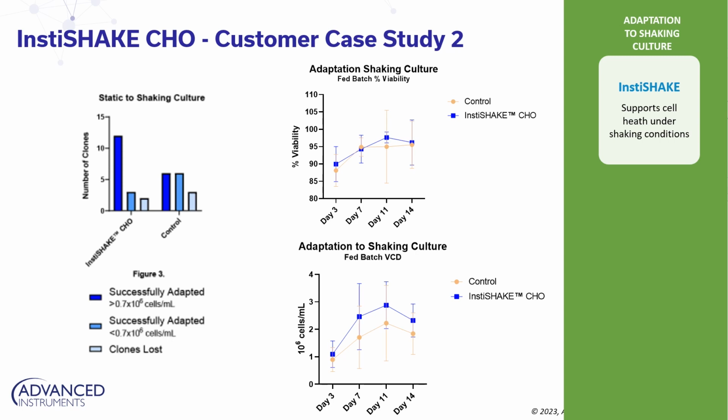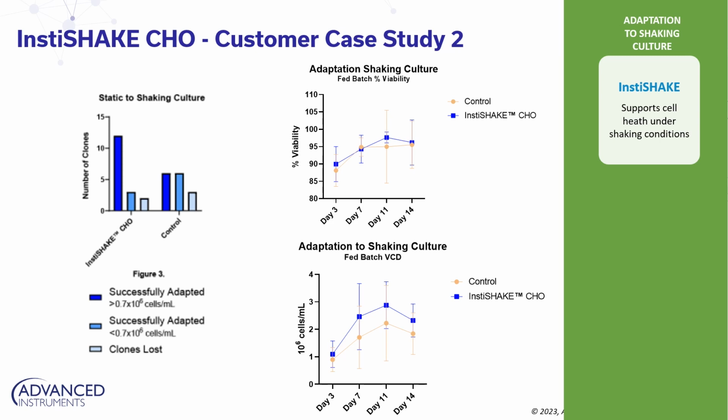As expected, fewer clones were completely lost in the presence of InstaShake. Only 2 clones from the InstaShake group were lost compared to 3 from the negative control group. The final category which the customer noted was the number of clones which had low viability following expansion but were recoverable. This was halved in the presence of InstaShake, meaning that the customer had far more healthy clones in shaking conditions ready to take forward to fed batch.